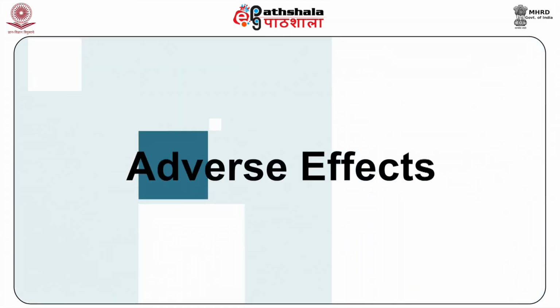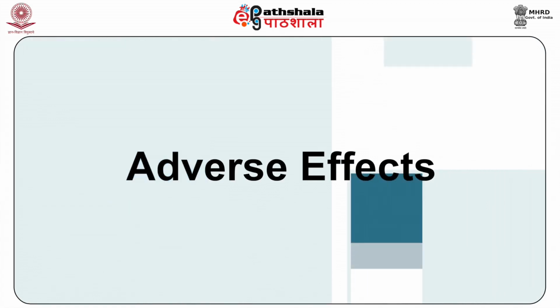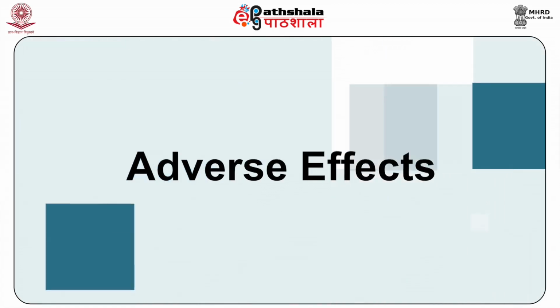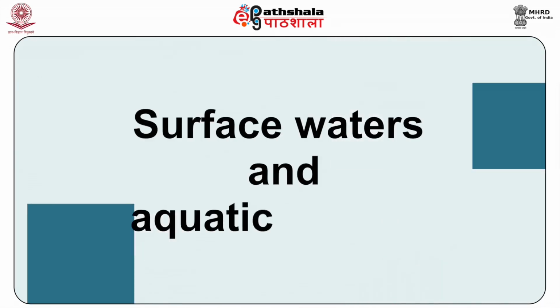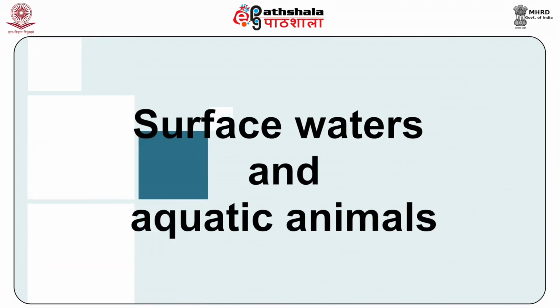Next, we shall discuss the adverse effects of acid rain. Acid rain adversely impacts freshwaters, forests and soil, killing aquatic life forms and insects. In addition, this occurrence causes damage to buildings and impacts human health adversely. First, let us discuss surface water and aquatic animals.